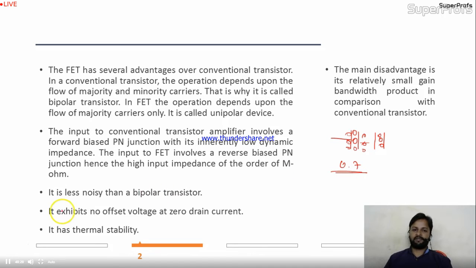But in this case, FET, there are no such conditions. So at zero drain current, no offset is there. Okay. And it has thermal stability. We have just seen why it's thermally stable.